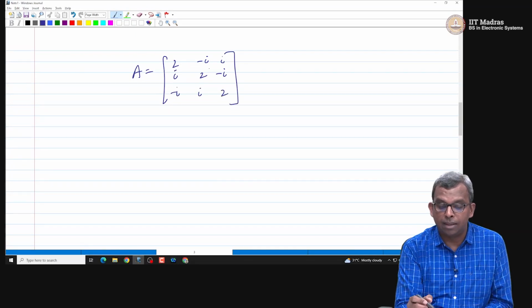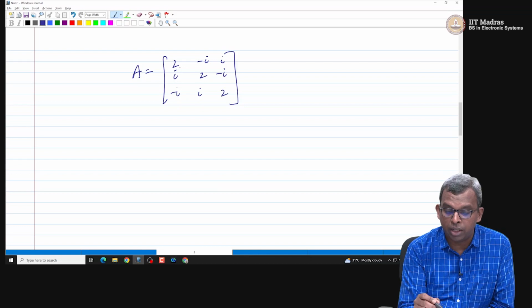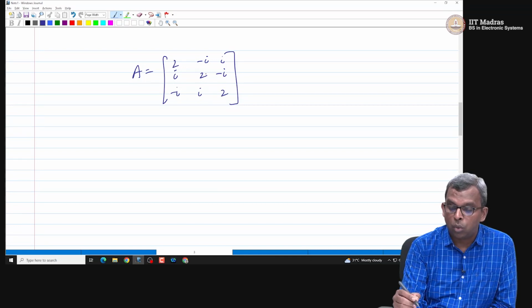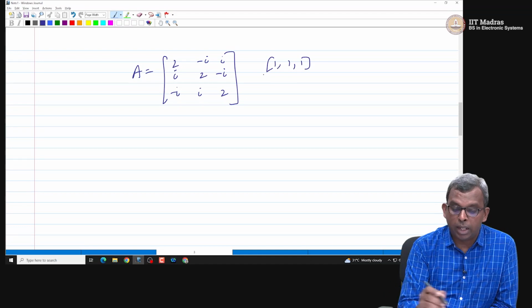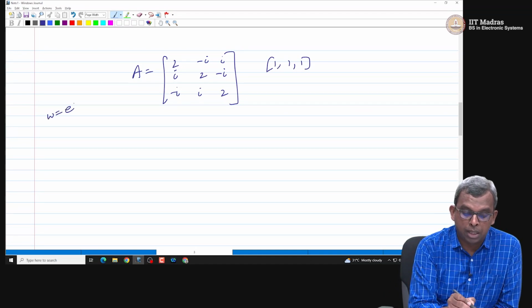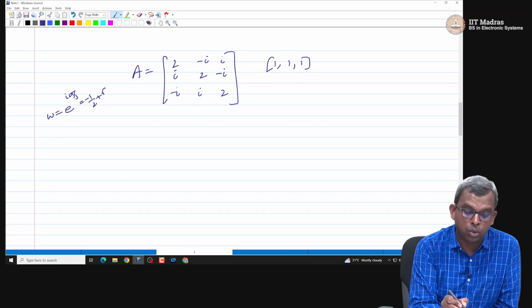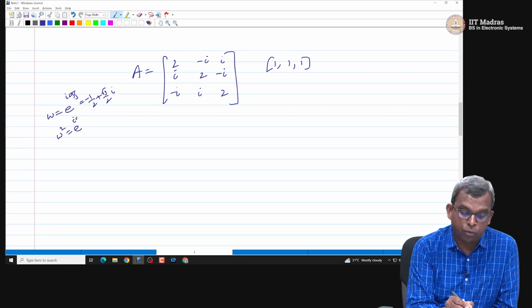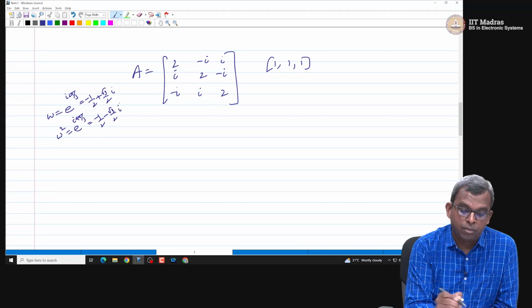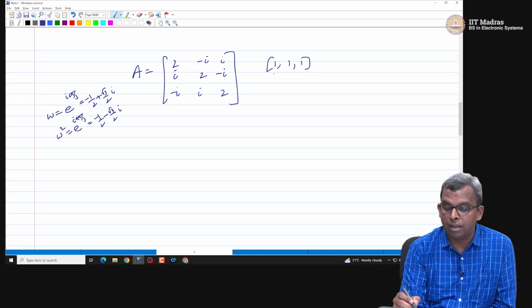Okay. So you can see this is self-adjoint, right? It's also circulant. Once you know it's circulant, one of the eigenvectors is 1, 1, 1. The other two eigenvectors, you can put omega equals e to the power i 2 pi by 3, which is minus half plus root 3 by 2 i, right? And then omega squared, which is e to the power i 4 pi by 3, which is minus half minus root 3 by 2 i. We've seen all this. So these end up being eigenvectors.